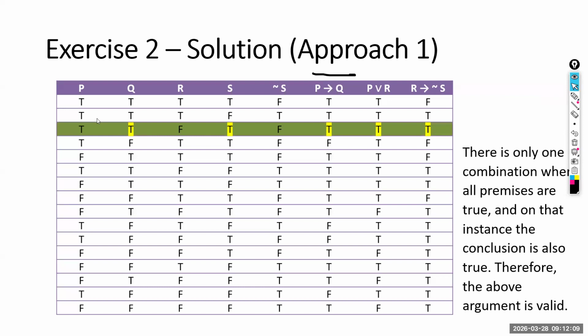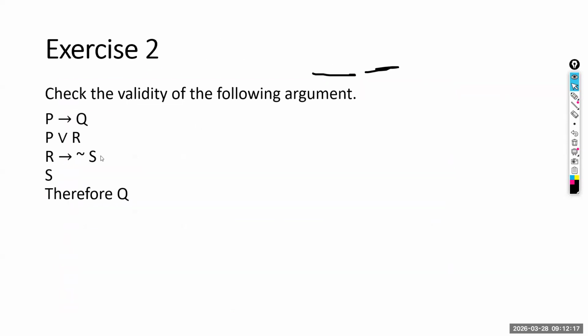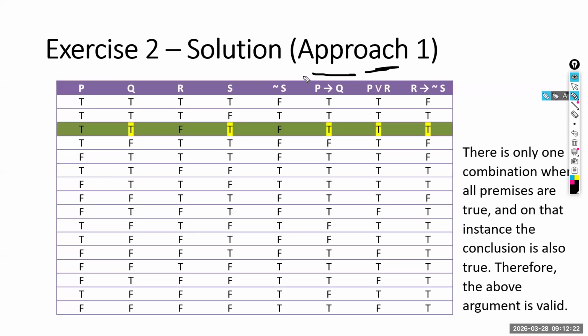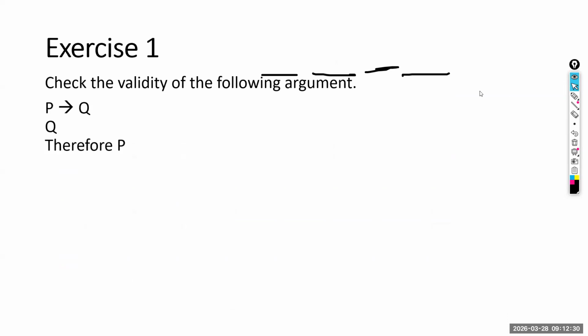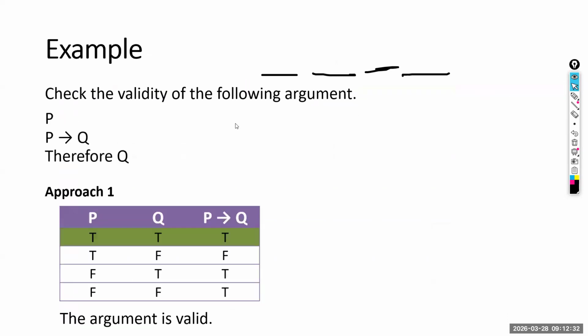Then you have P or R, that is not a big thing, right? P or R, because when we have P and R. Then you have not S, then R implies not S. First not S, then R implies not S. Then of course S and Q are already there.